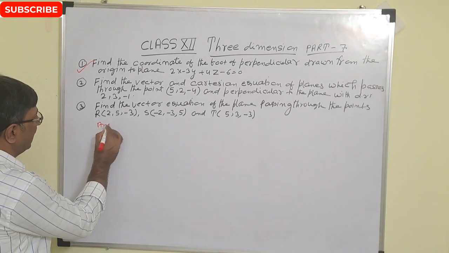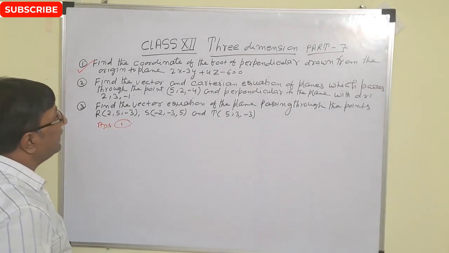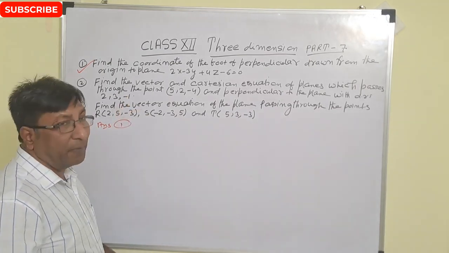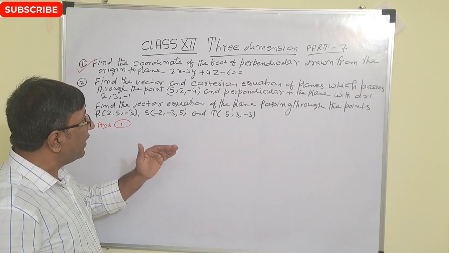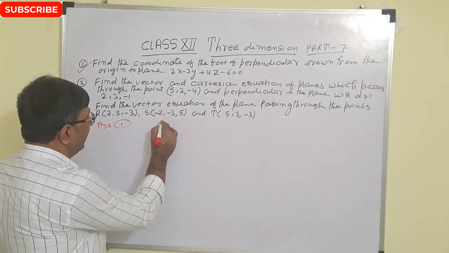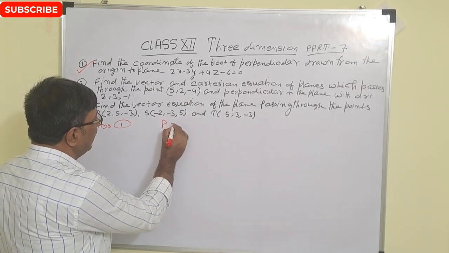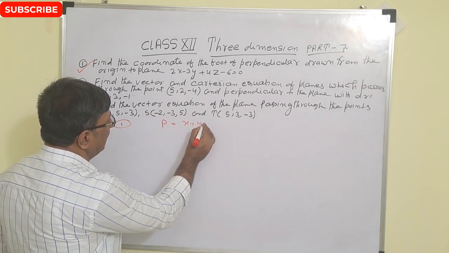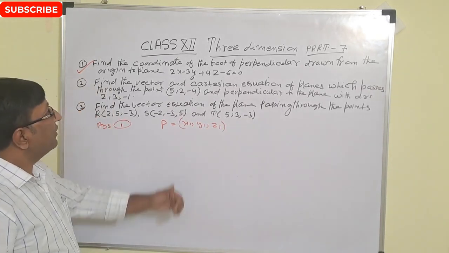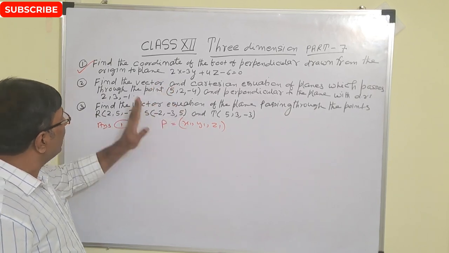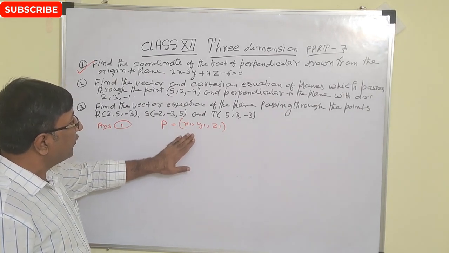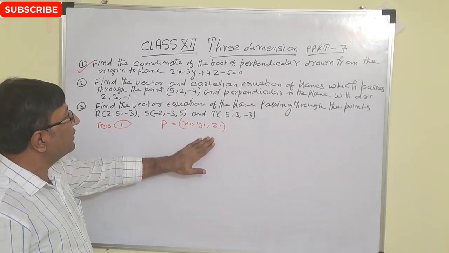So we are going for the answer first. Suppose the coordinate of the foot of the perpendicular drawn from the origin to the plane is what? That is x1, y1, z1. So suppose the foot of the perpendicular is the point P, whose coordinate is x1, y1 and z1, right? Now we have to find the coordinate of the foot of the perpendicular drawn from the origin to the plane.